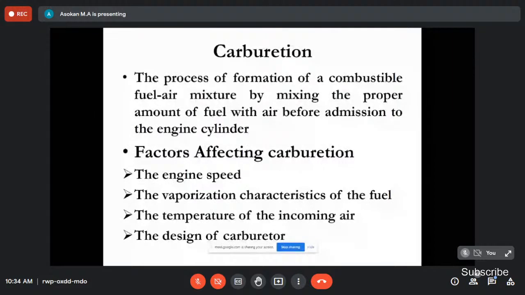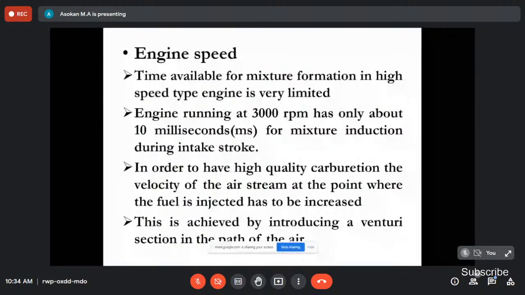So what are the factors affecting carburation? The engine speed, vaporization characteristics of the fuel, air, and the design of the carburetor. These are all important factors. Suppose you are increasing the engine speed, say the engine running at 3000 RPM. There are only about 10 milliseconds for mixing the air-fuel mixture. So it affects the mixture ratio, right?